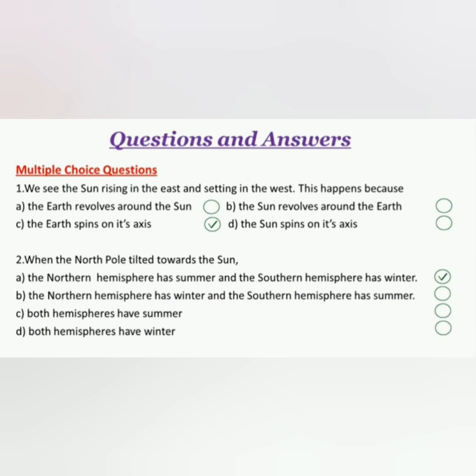Next question, when the north pole is tilted toward the sun. A, the northern hemisphere has summer and the southern hemisphere has winter. B, the northern hemisphere has winter and the southern hemisphere has summer. C, both hemispheres have summer. D, both hemispheres have winter. And the answer is the northern hemisphere has summer and the southern hemisphere has winter. So you can say when the north pole is tilted towards the sun, the northern hemisphere has summer and the southern hemisphere has winter.